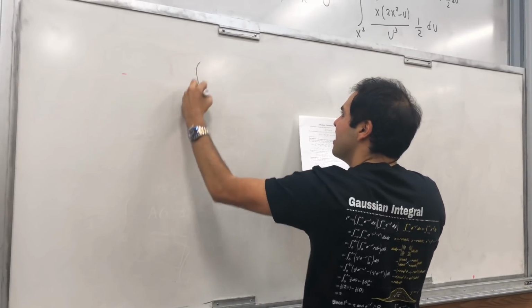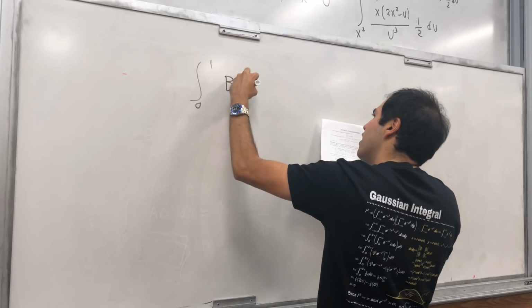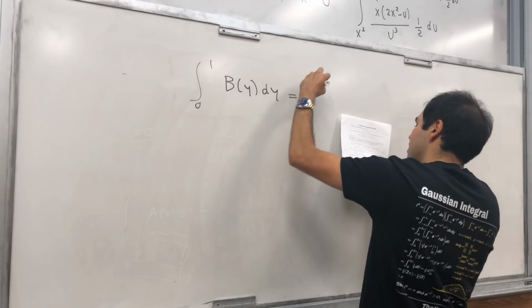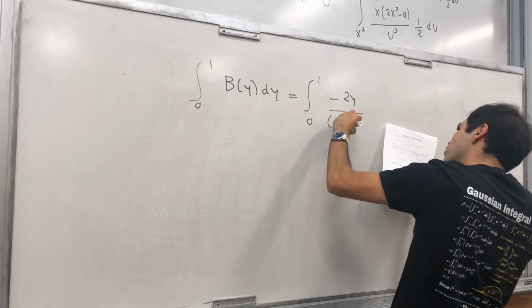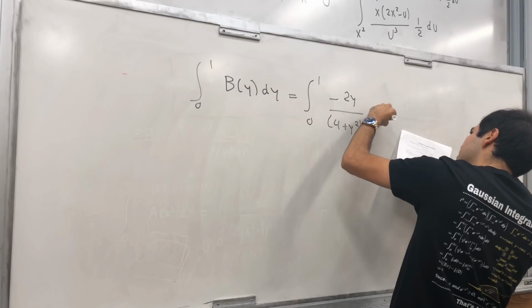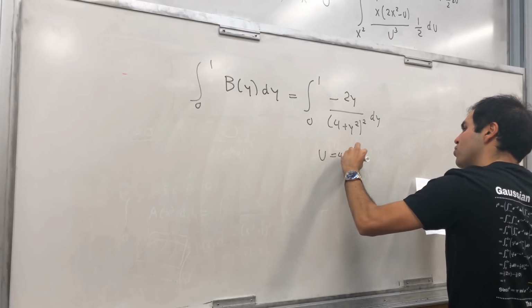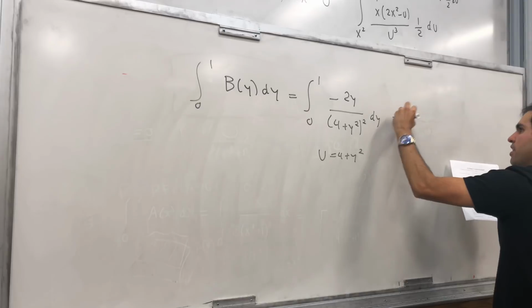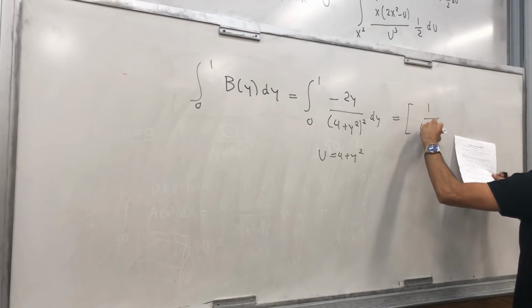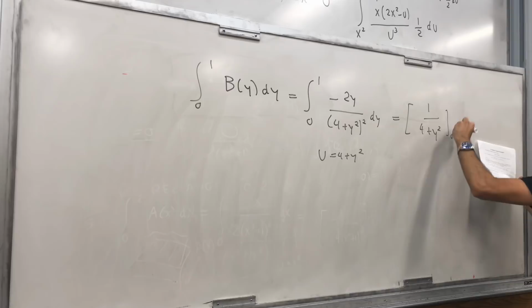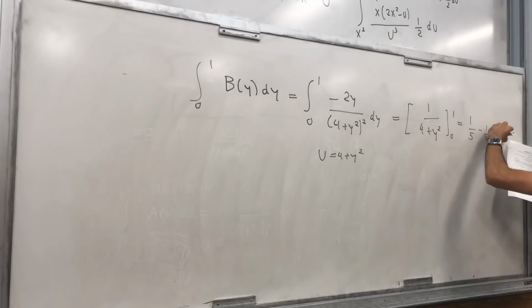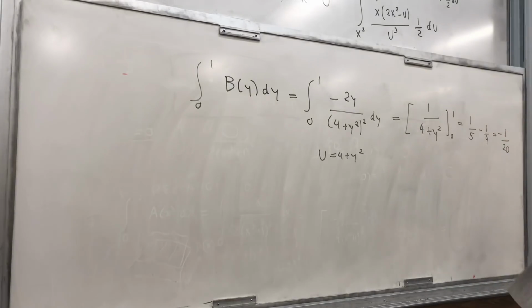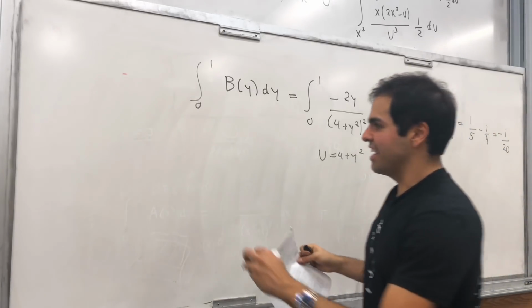And now let's calculate the integral from 0 to 1 of b of y dy. That's the integral from 0 to 1 of minus 2y over 4 plus y squared squared dy. Then u is 4 plus y squared. And then if you do that, you get 1 over 4 plus y squared from 0 to 1, which becomes 1/5 minus 1/4. And that's minus 1 over 20. Oh no. So yeah, minus 1 over 20, which is kind of weird.